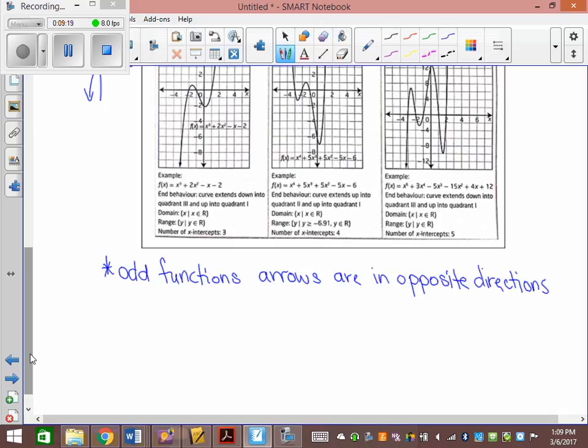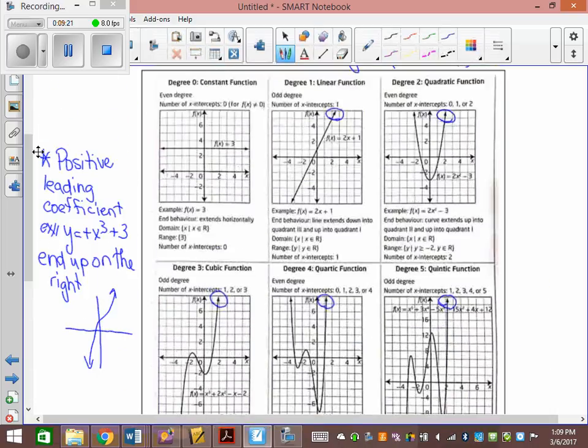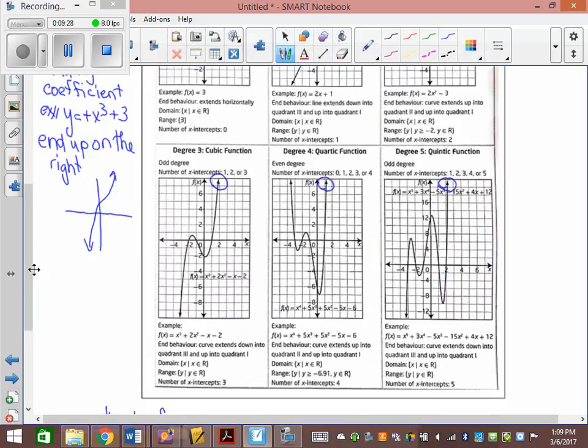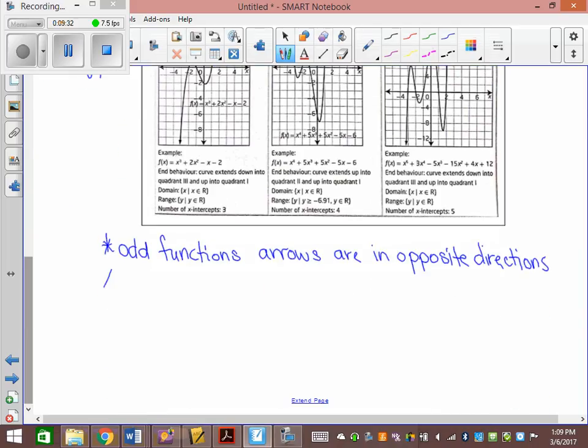Even functions, they're in the same direction. So look, degree 2 is a quadratic. You know that. If one arrow is up, the other one's up. Degree 4, if one arrow is up, the other one is up. Okay? So even functions, arrows are in the same direction.